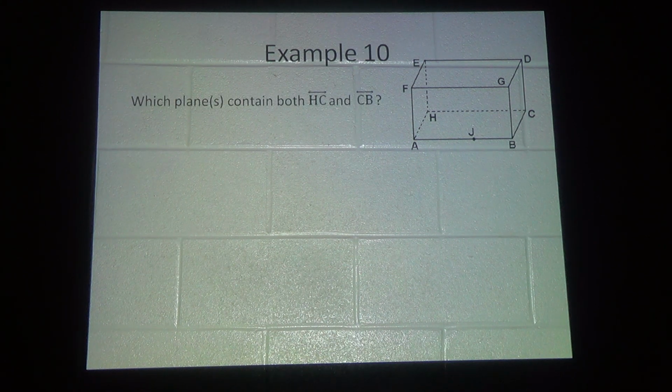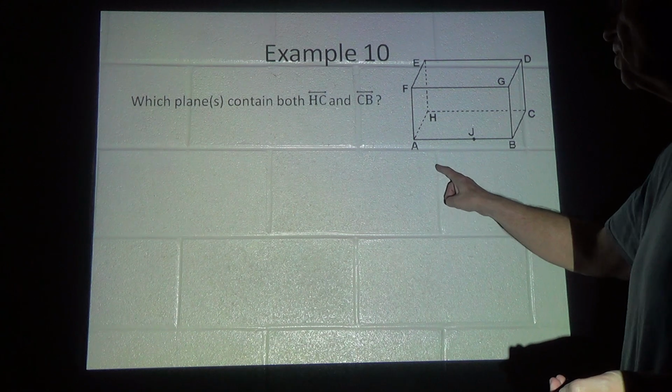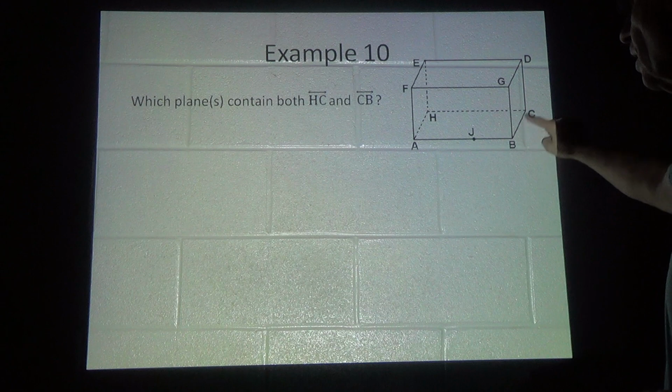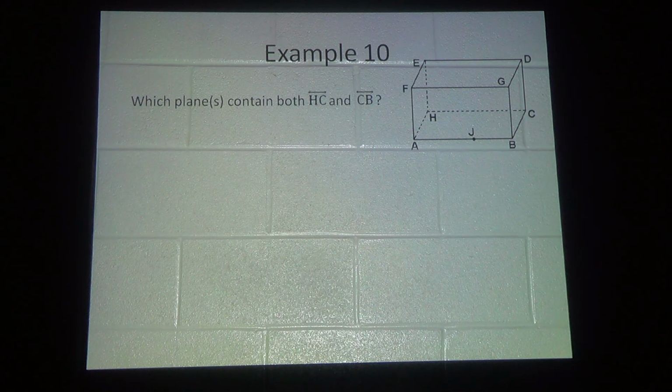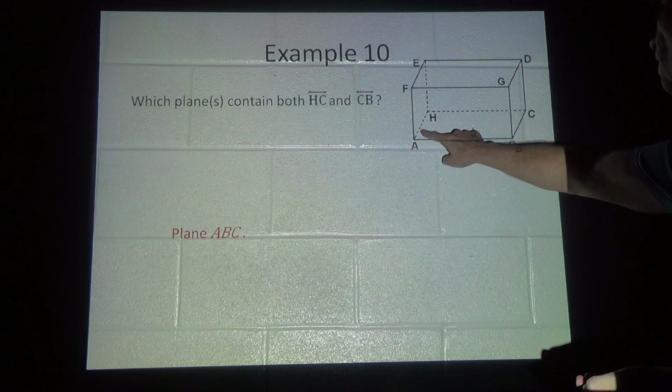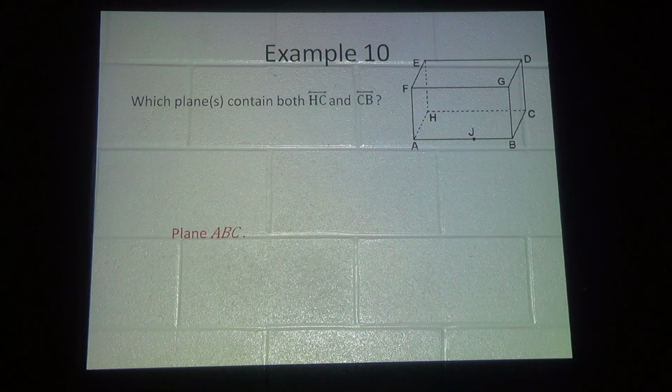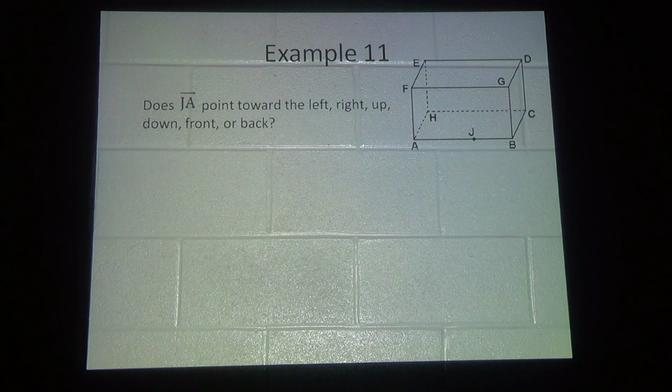Okay, example 10. Which planes contain both line HC, which is this line right here, and line CB, which is this line right here? So how many planes are both of those in? They're in just simply plane ABC, which is this plane on the base. Okay? And the reason why that's true is because another thing that they did not tell us in this is that if 2 lines intersect each other in one point, that also creates a plane. Okay.